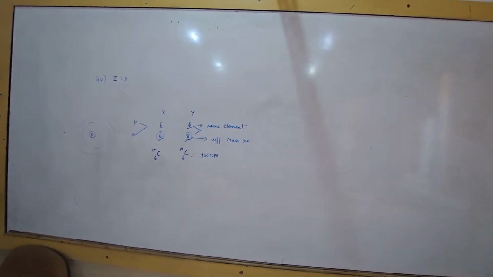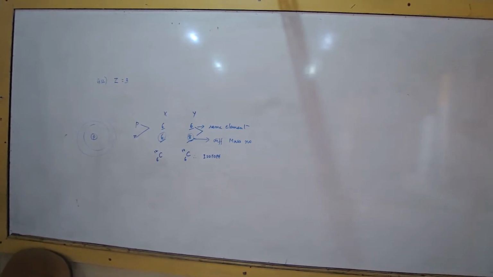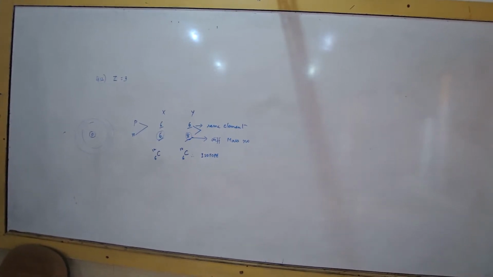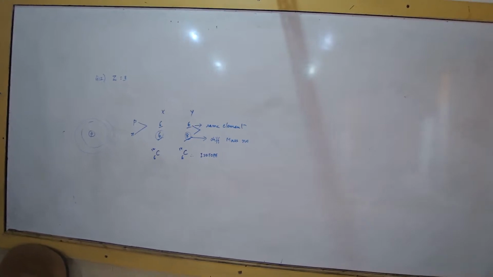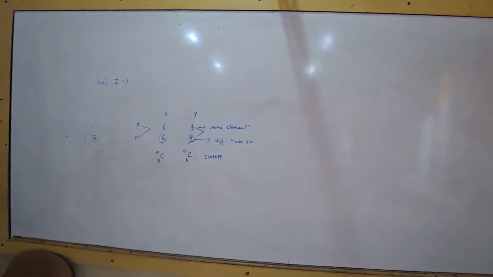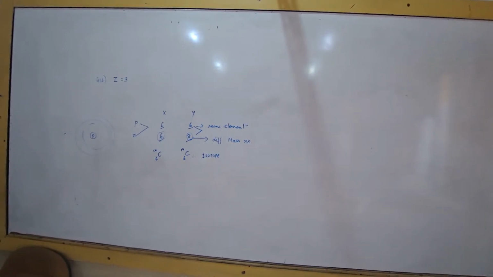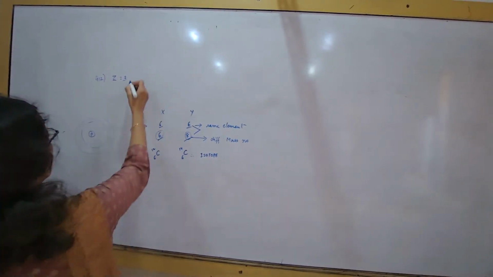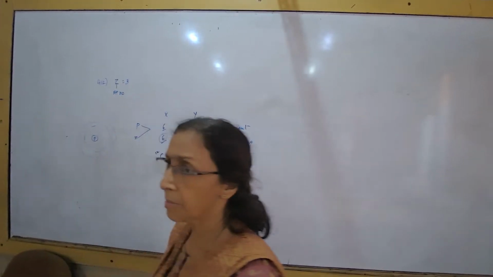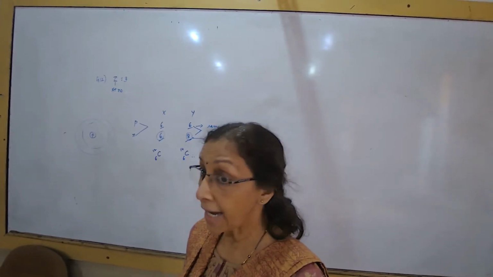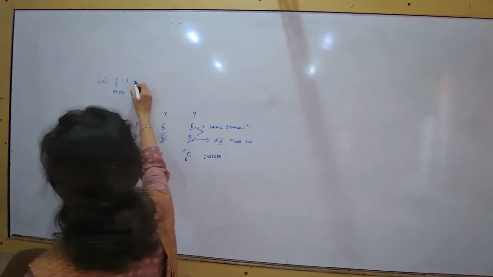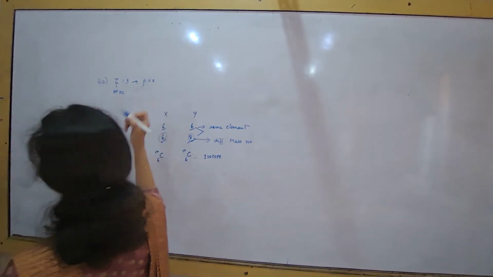What is A? What is Z? They have given Z. What is the meaning of Z? Is it atomic number or is it atomic mass number? Atomic number. Correct? So this is your atomic number. If it is 3, what does this number 3 tell us? The number of protons. So this shows us the number of protons, which is equal to the number of electrons.